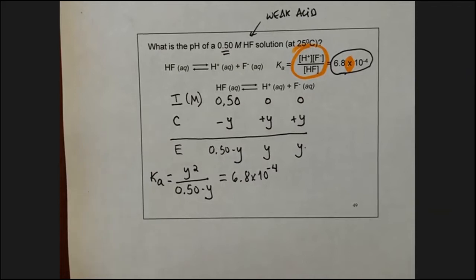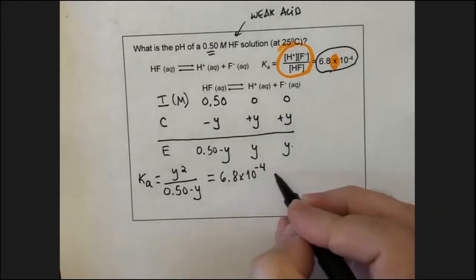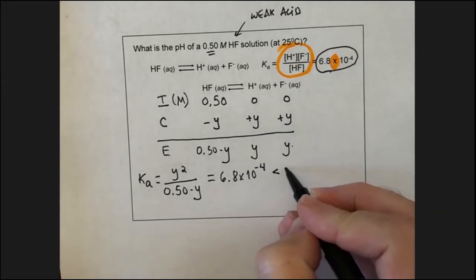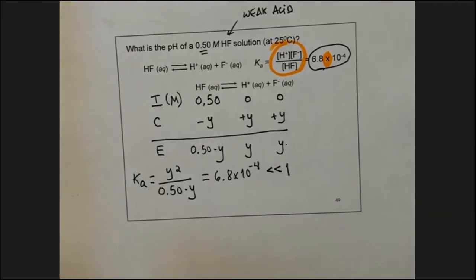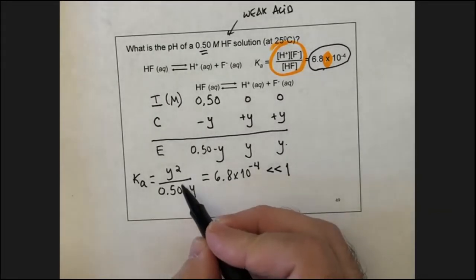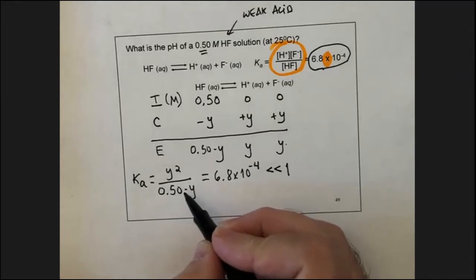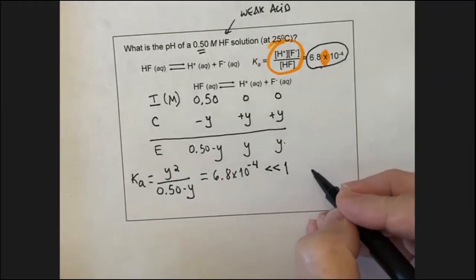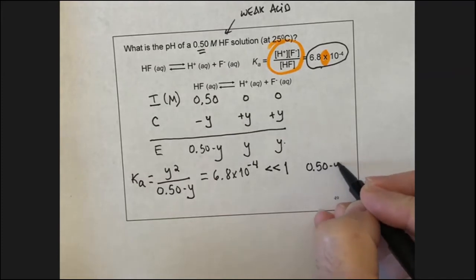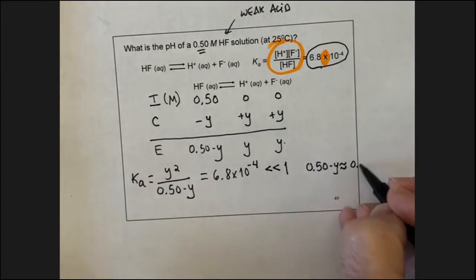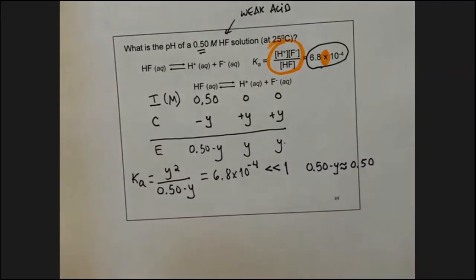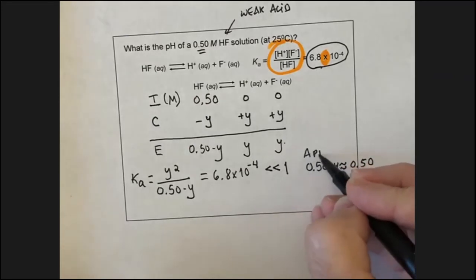Now, here's what we do. Again, this is where chemistry goes in before math. This value is very small. It's very much smaller than 1. In other words, what it's telling me is that the number on the top is very small compared to the one on the bottom. And that means that the change in the molarity, the ionization of my acid, is so small that we could say that approximately 0.50 minus Y is pretty much unchanged.